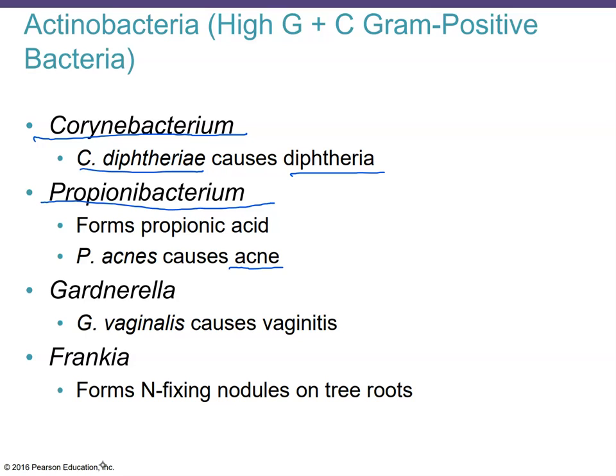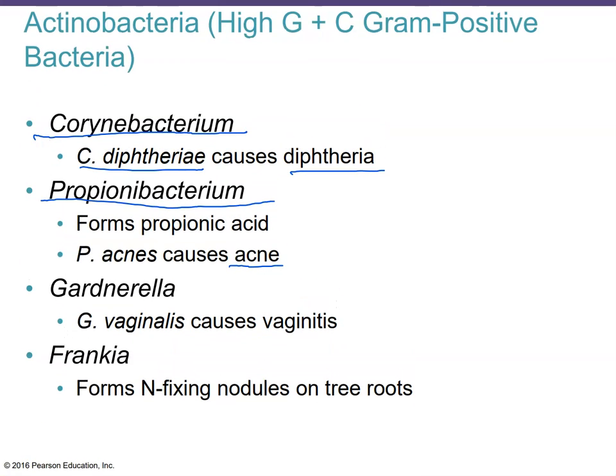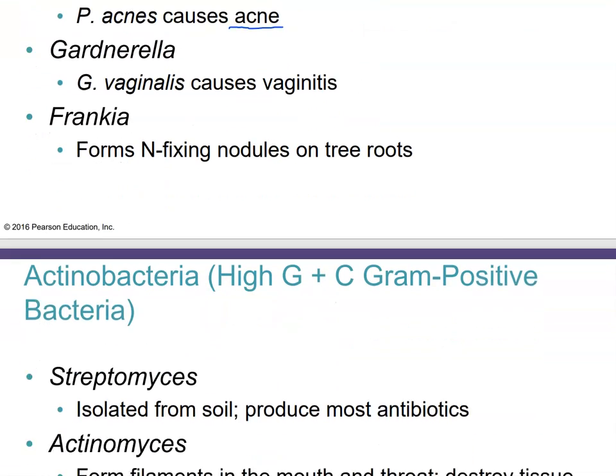So this would be Propionibacterium acnes, causing acne. And then Gardnerella. There's a pathogen that we will not cover in another pathogen group, and that would be Gardnerella vaginalis, the cause of vaginitis, but we don't have this one in a pathogen group. And Frankia, this one forms these nitrogen fixing nodules on tree roots.